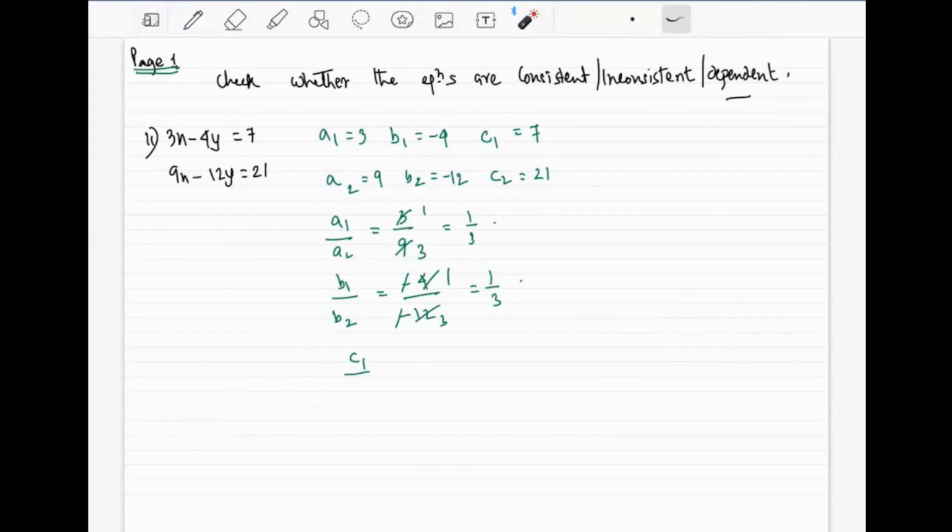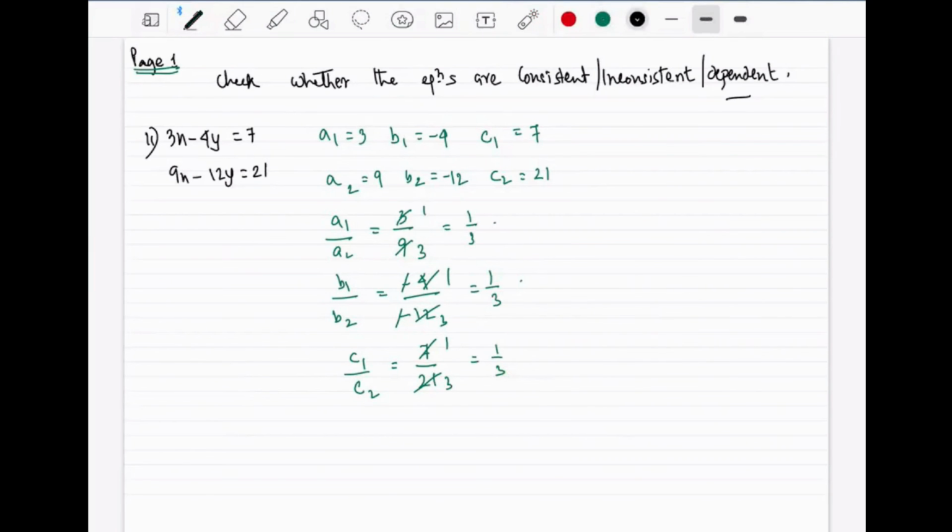The reason we are finding C1 by C2 is because A1 by A2 and B1 by B2 are equal. If they are equal, it could be one of the two remaining conditions: inconsistent or dependent. So check C1 by C2, since consistent is not there. C1 by C2 is 7 divided by 21. Cancel it. 7 ones are 7, 7 threes are 21. We have got 1 by 3. All of them are equal, right?